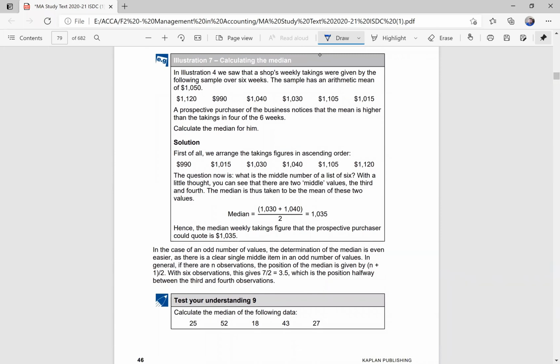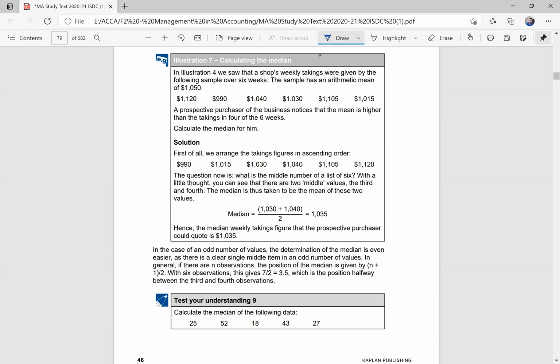that according to illustration 4, we had this data that was available, 1120, 990 and all of that. Now you need to calculate the median for this. Previously we calculated the mean for it. Now we have to calculate the median for it. So you'll first arrange it in the ascending order, and then you're going to take the mid values.